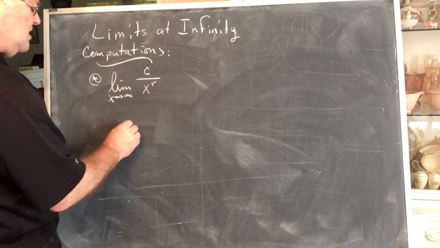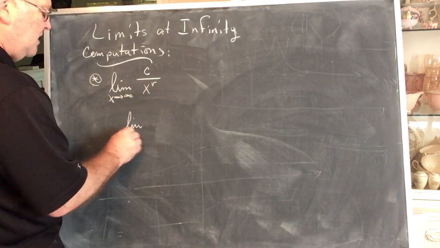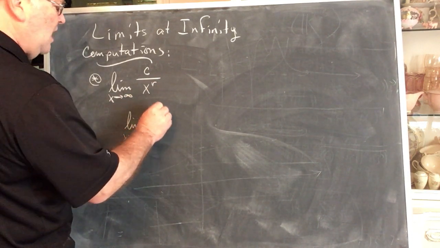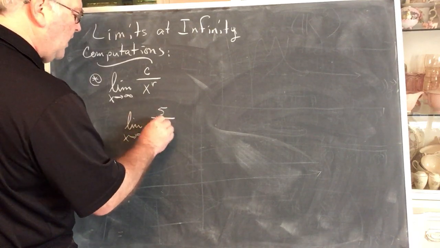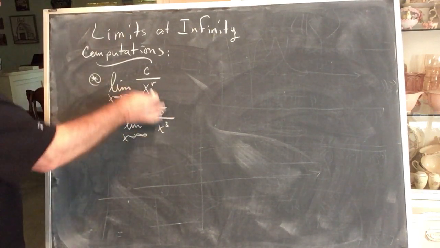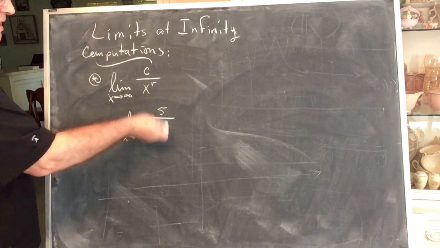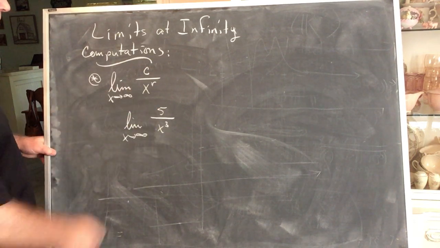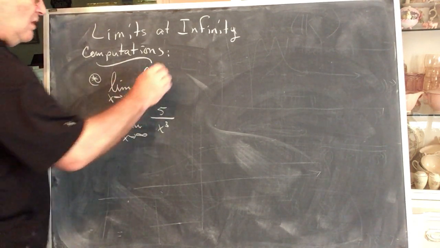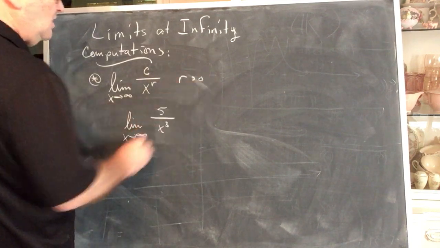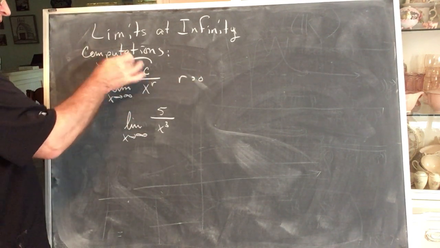So a specific instance of this might be the limit as x goes to infinity of 5 over x to the third. R is 3, c is 5. So this is a specific occurrence of this idea. What we do require is that r must be greater than 0. If r is less than 0, then we're moving this up to the numerator.